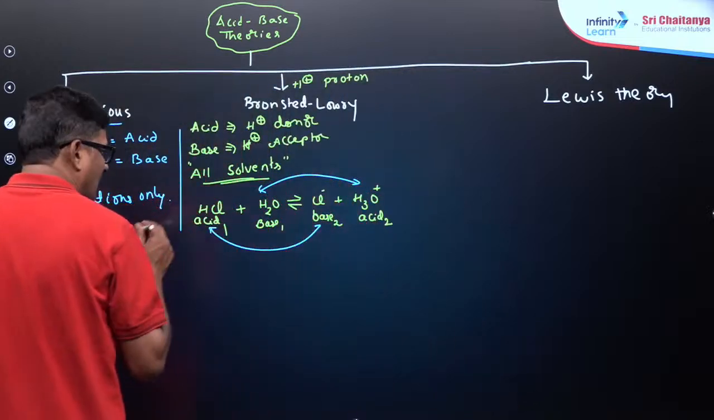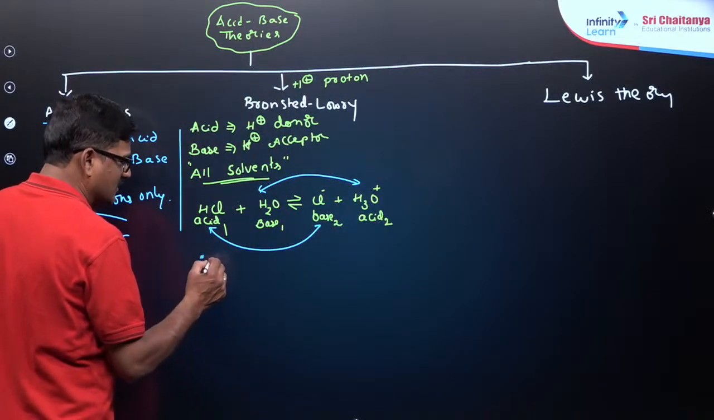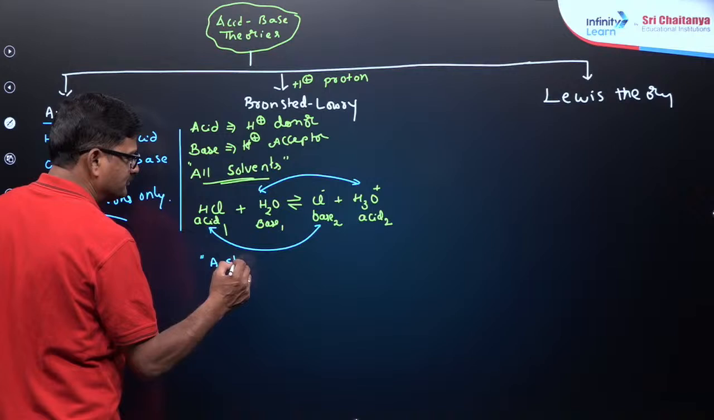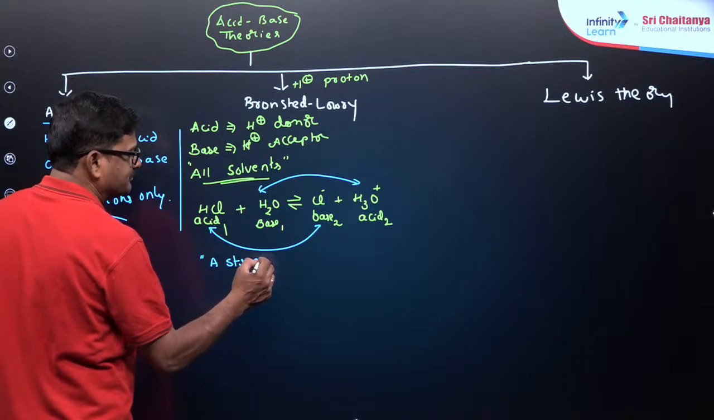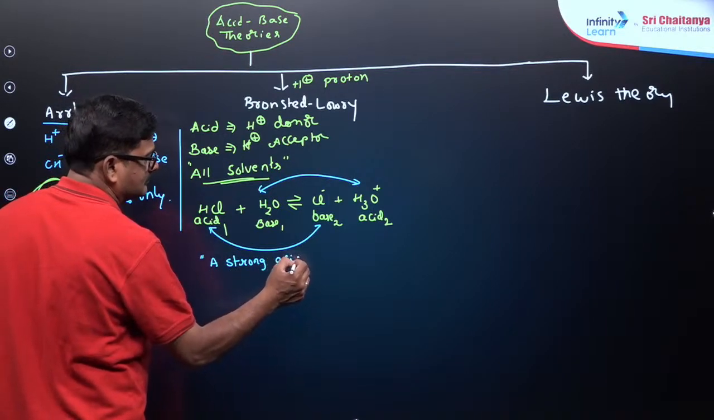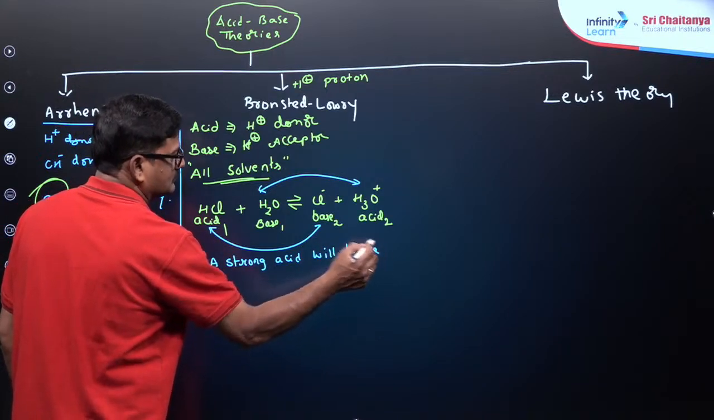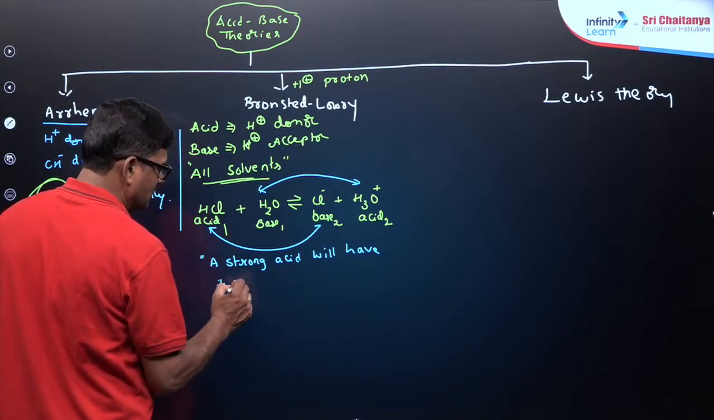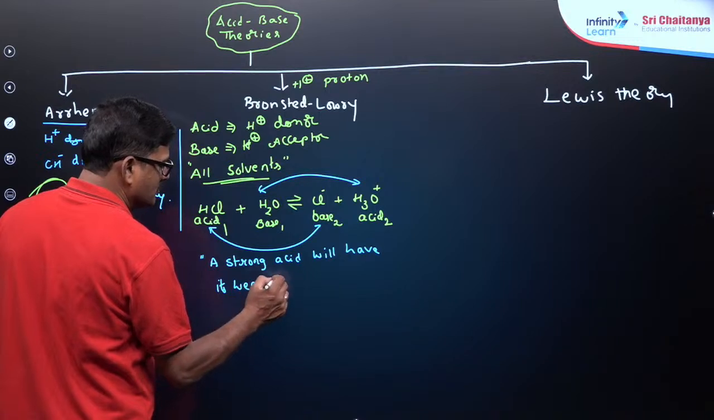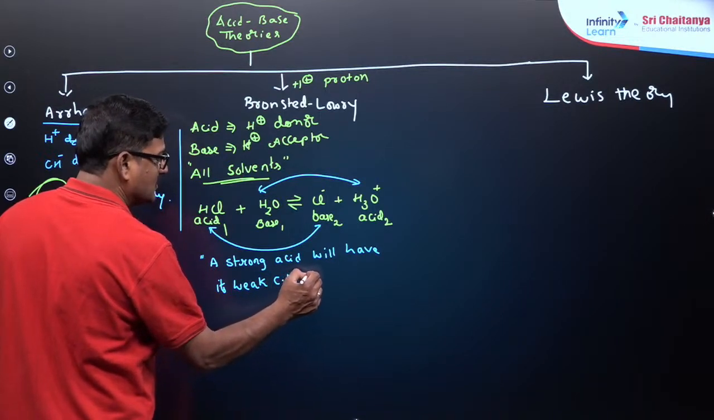Now, isme aapko kya chalta hai? A strong acid has its weak conjugate base, vice versa.